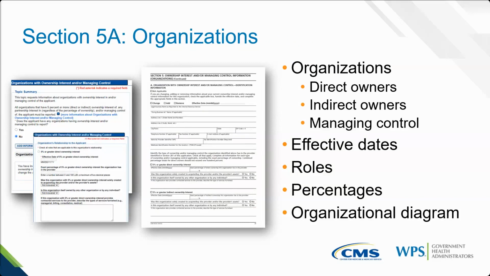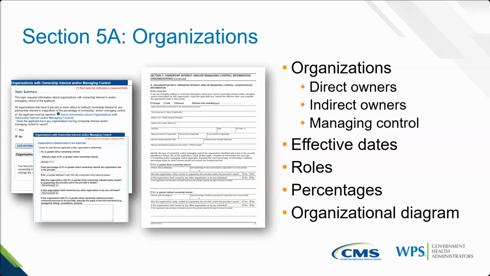Moving on to the two ownership sections. Now, Section 5 and Section 6 are both ownership and managing control information, but they're for different entities. So Section 5 is for organizations that have ownership or managing control in the enrolling provider. So think parent companies, medical management companies, whatever the business structure may be.